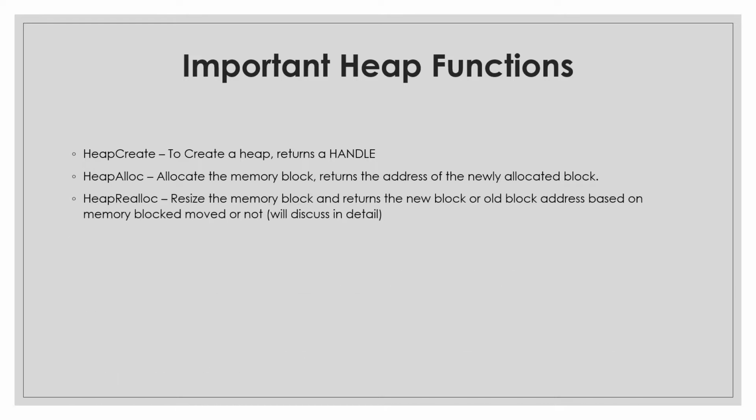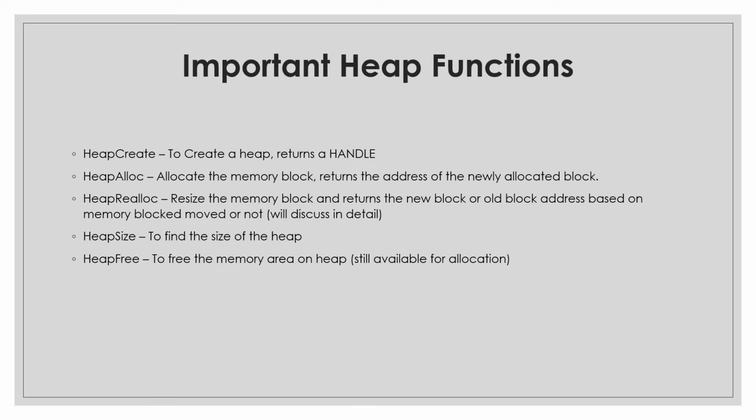Then we have the HeapRealloc function. HeapRealloc resizes the memory block and returns the new block or old block address based on whether the memory block moved or not. We will discuss this later in detail. Then we have the HeapSize function. This is a relatively simple function and needs no further explanation. It simply returns the size of the heap block that you have allocated.